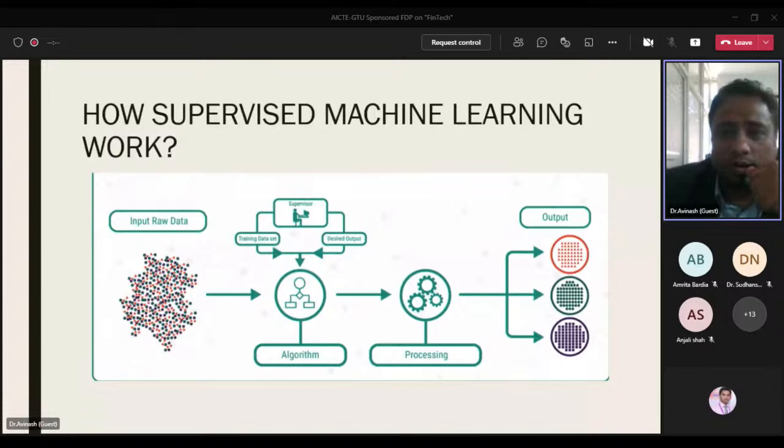So one example I'm going to give you in future. But this is just a diagrammatic explanation of how supervised machine learning works. We have input raw data. Input raw data could be in any form.